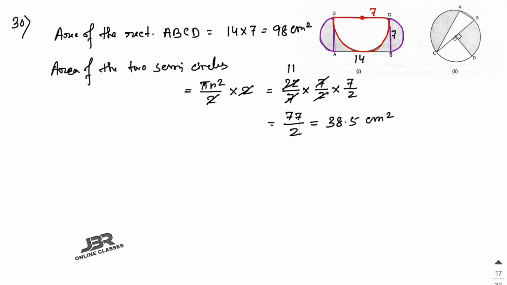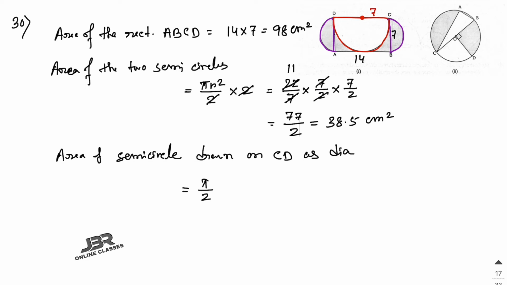Okay, so now area of semicircle drawn on CD as diameter. That one equals pi by 2 r square, here 7 square. So pi by 2 is 22 by 7 by 2, and 7 square means 7 into 7, so 7 cancels out, here 11, that means 77 centimeter square.